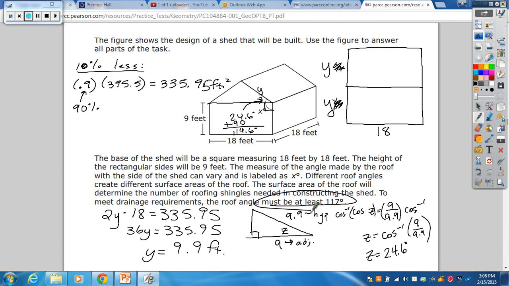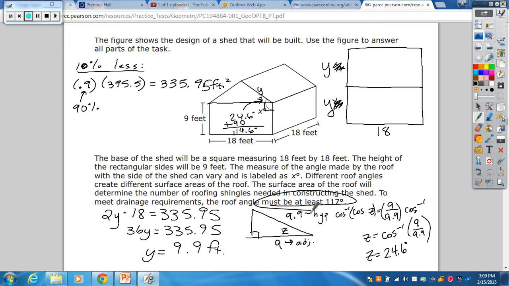So you will want to write out a sentence that says this would not meet the minimum drainage requirements of 117 degrees. Therefore, it is not advised to decrease the surface area of the roof by 10%. All right, now part C.